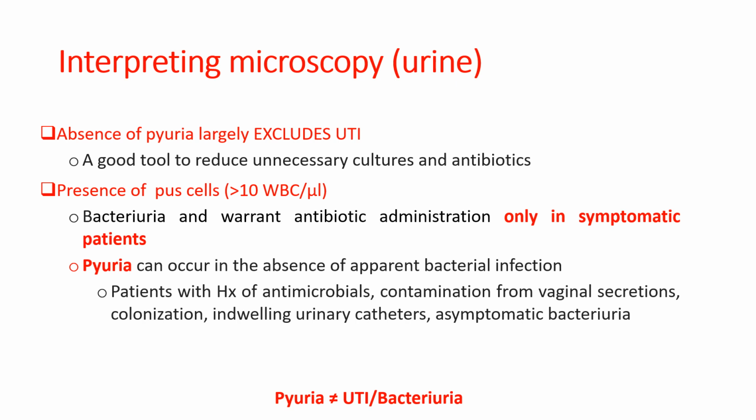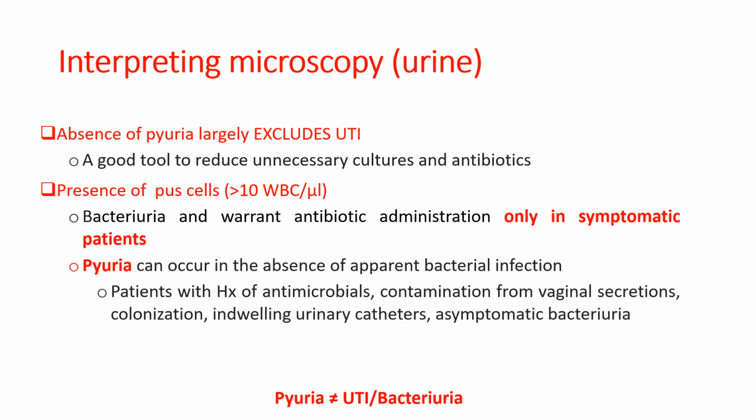Again, take an example of urine sample. In urine sample, absence or presence of pyuria is very important. Absence of pyuria largely excludes UTI. It's a good tool to reduce unnecessary cultures and antibiotics. Presence of pus cells, that is more than 10 WBCs per microliter, is also indicative of infection. Bacteriuria indicates bacteria and warrants antibiotic administration, but only in symptomatic patients.